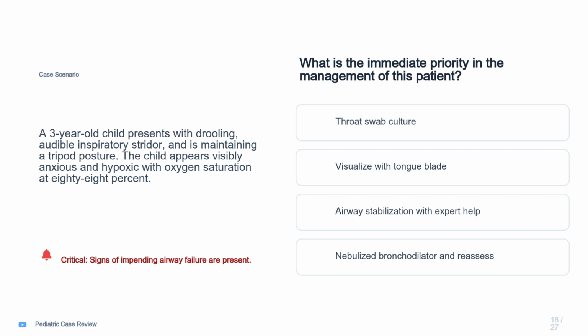A 3-year-old child presents with severe drooling, inspiratory stridor, and sitting in tripod position. The child appears anxious and oxygen saturation is 88% on room air. What is the immediate priority? Option A, throat swab culture. Option B, visualize with tongue blade. Option C, airway stabilization with expert help. Option D, nebulized bronchodilator and reassess. Focus on what addresses the life-threatening problem first.